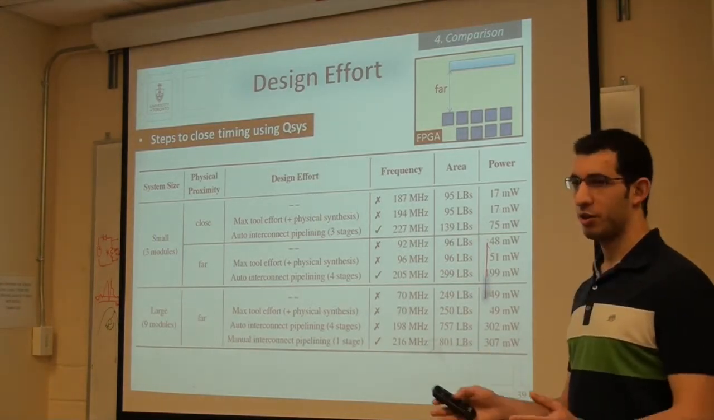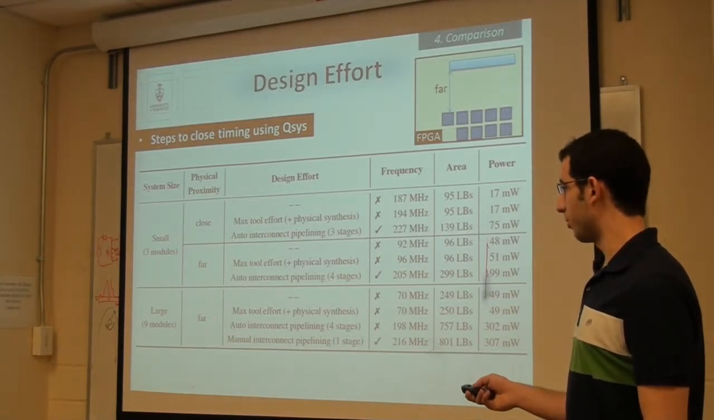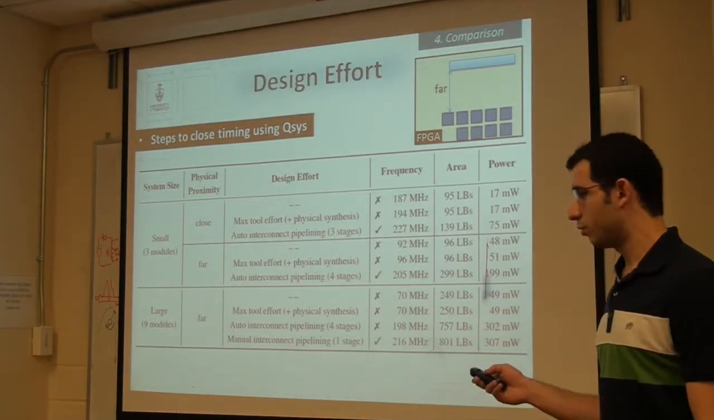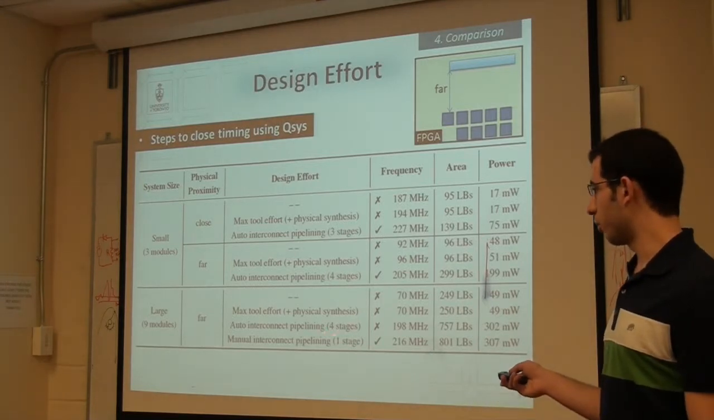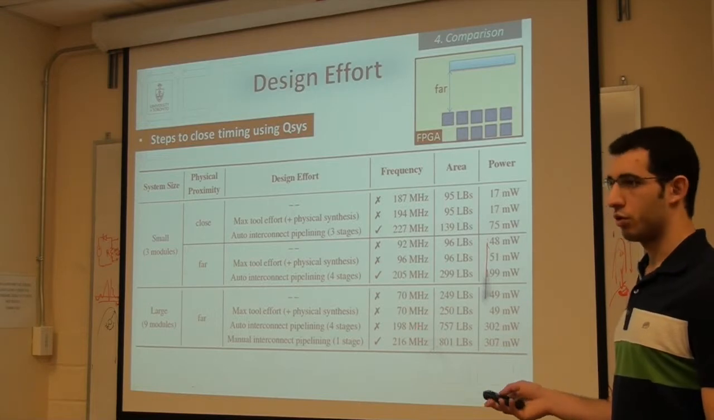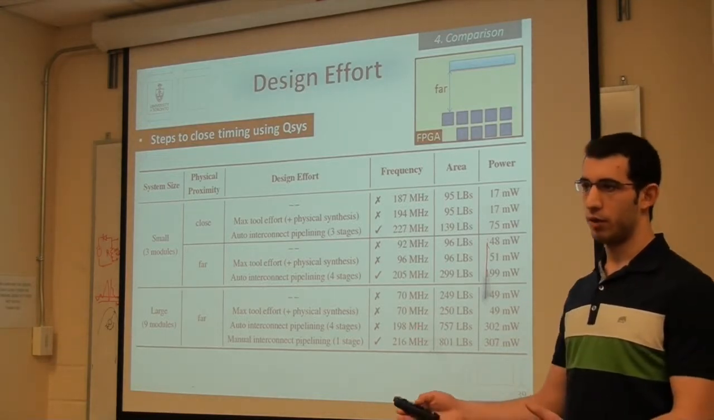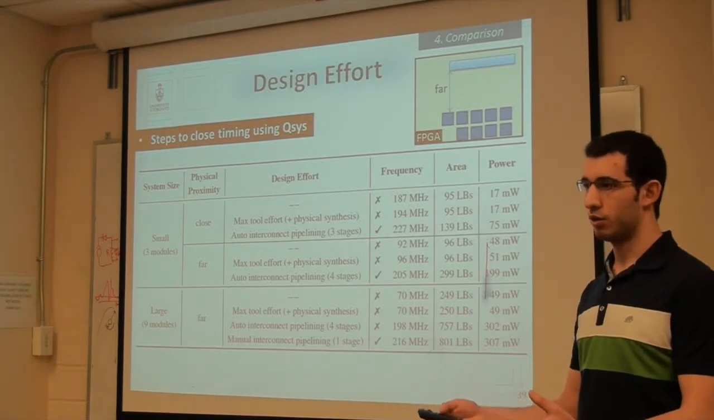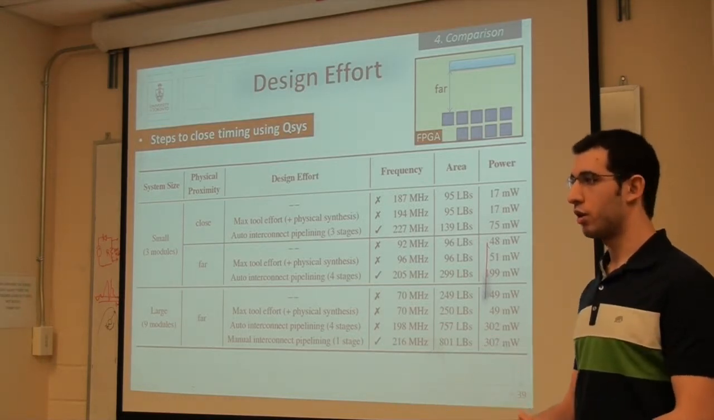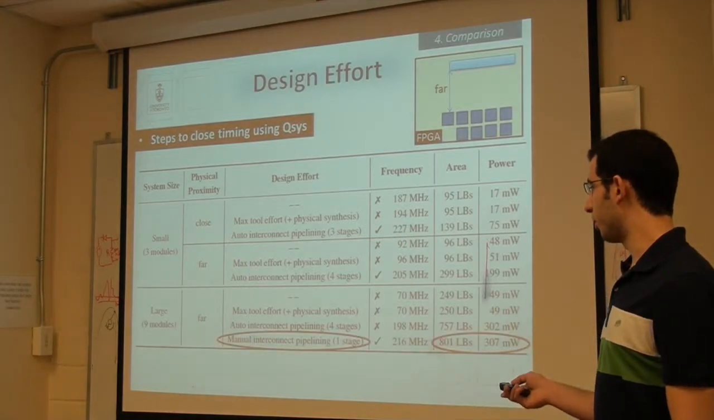So we created a large system, 9 modules, which is placed physically far away. And when we did that, even after adding the 4 pipeline stages in QSys, it didn't meet timing. So we still fell short of the 200 megahertz frequency. So what we did is that we identified which part of the design is not meeting timing. We added a pipeline register there, sort of manually, and then we finally met timing.